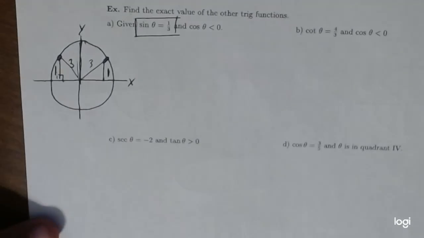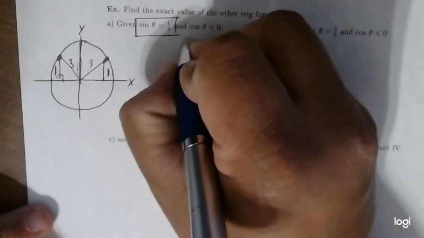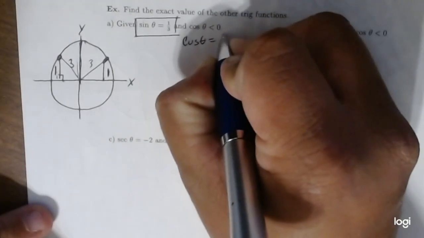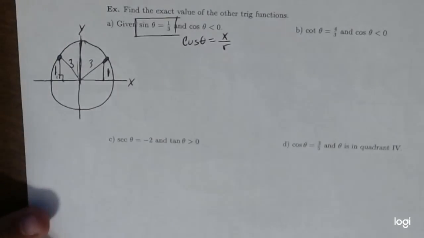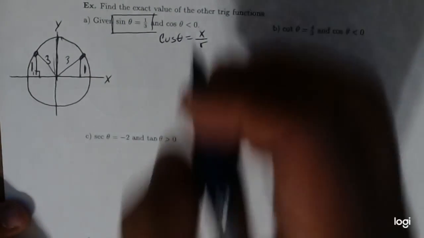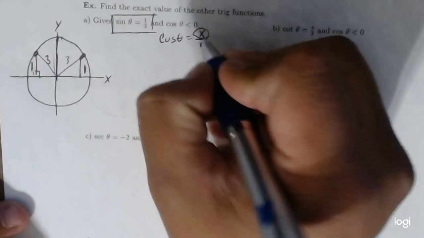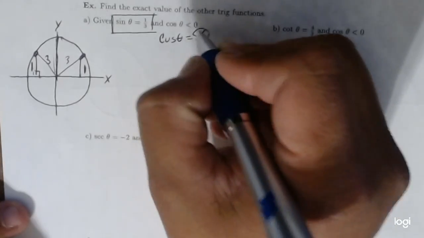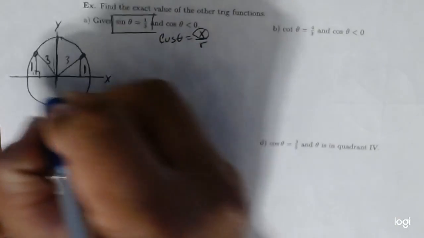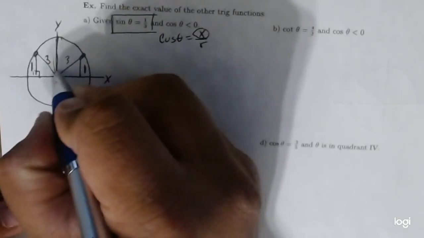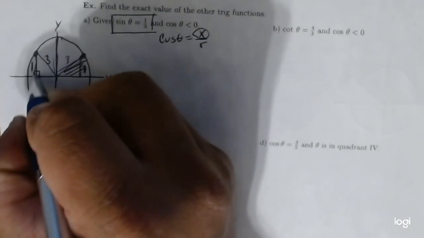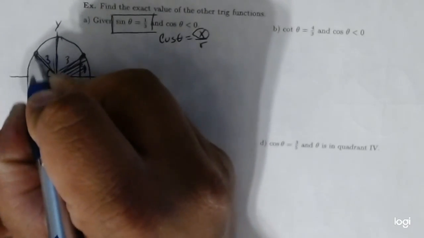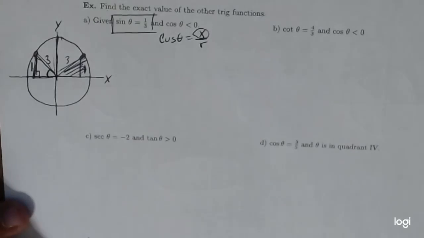Well, that corresponds to what's given to us here. It says cosine theta is less than 0. And we know cosine theta is x over r. Since the radius can never be negative, it forces the x component to be negative. So when is the x variable negative? Which means we can cross the other one out and know that this is going to be the true triangle we're actually dealing with.